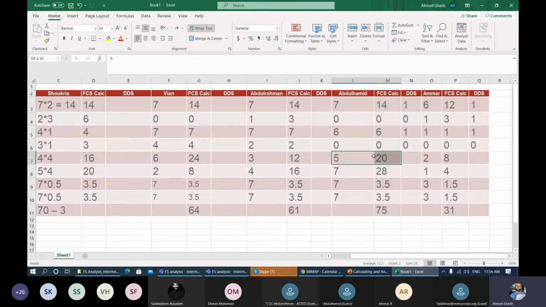So Abdul Hamid has eaten, he's got 5 days of consumption. Amar has 2, but for dietary diversity score, he gets a 1. This means he ate protein during the week. So again, it's different. It doesn't care about the number of days that you ate it. It just cares that you ate it or not during the week.